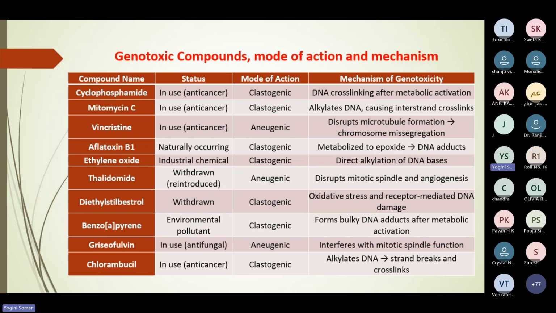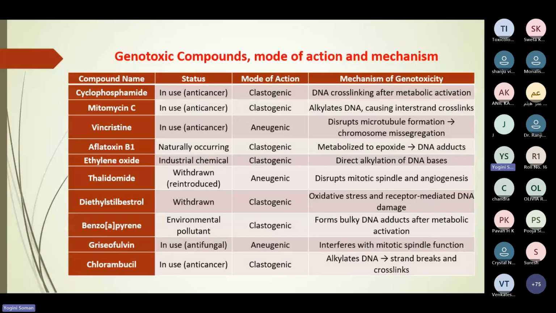Then the second is mitomycin C, which is also currently in use, also an anti-cancer drug. The mode of action is clastogenic. The mechanism of genotoxicity is that it alkylates DNA, causing interstrand crosslinks. Then the third is vincristine, which is also in use, and the mode of action is aneugenic. It disturbs microtubule formation, which leads to chromosomal missegregation.